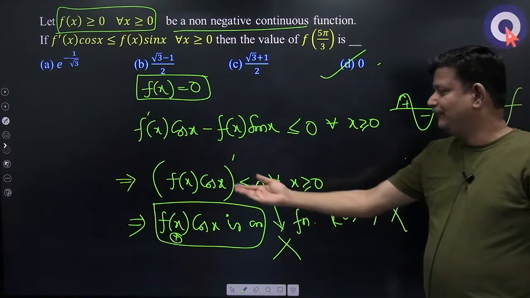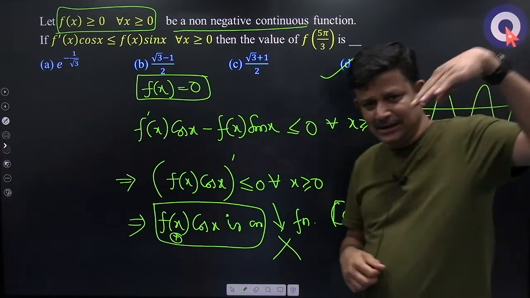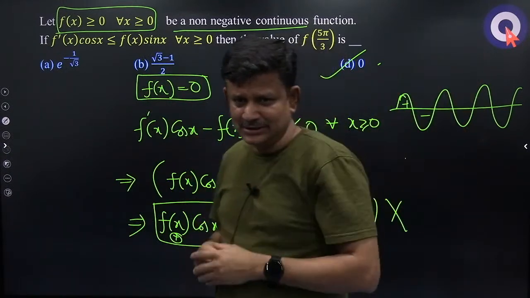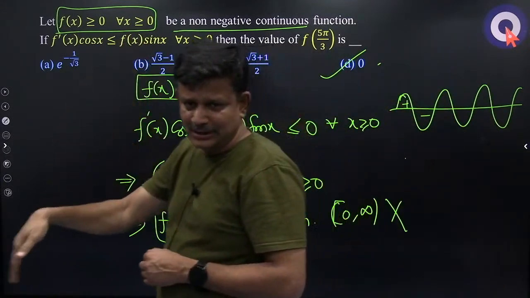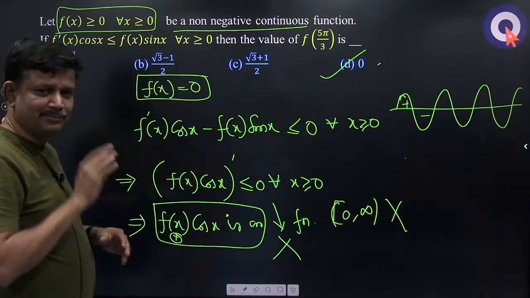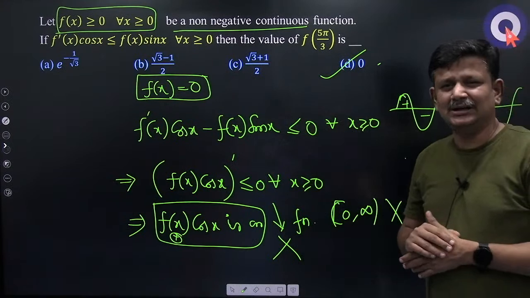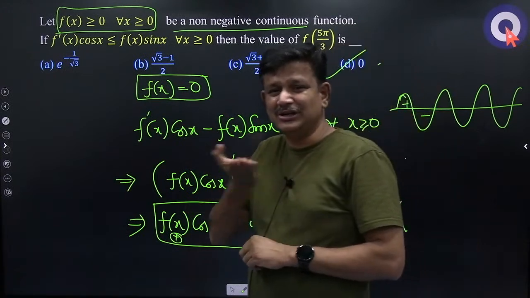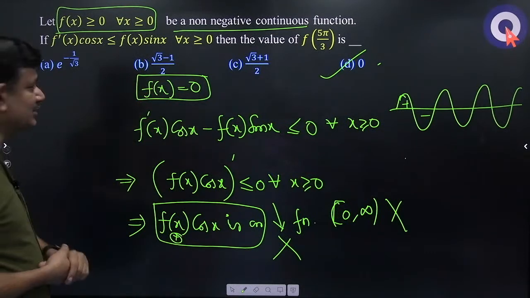Is it clear? F of x into cos x is coming out to be a decreasing function. If it is a decreasing function, either it should be entirely negative after certain values or entirely positive after certain values. But what is happening here? Partly positive, partly negative, because f of x is non-negative as given, and cos x is partly positive and partly negative. That should not be a possibility with the given derivative information. So that is only possible when it is a constant function. That is how you can conclude that f of x is 0.